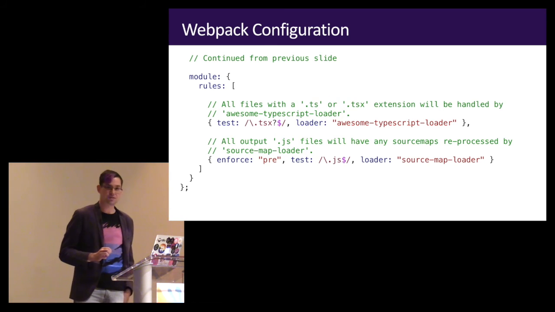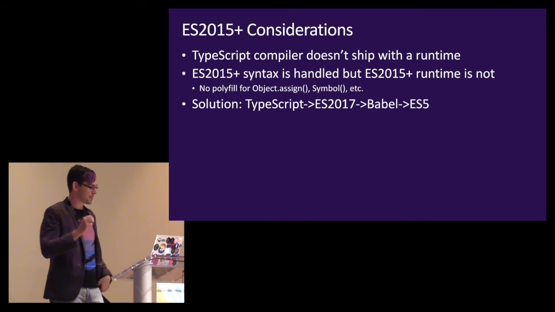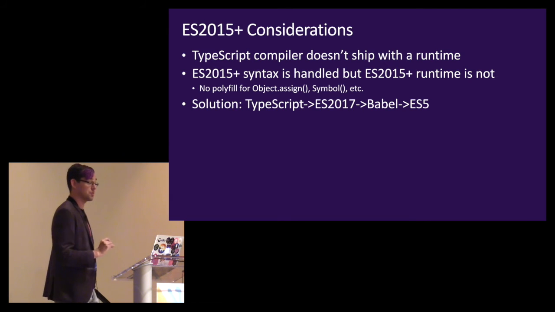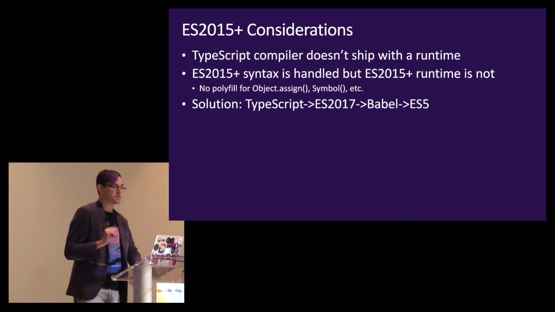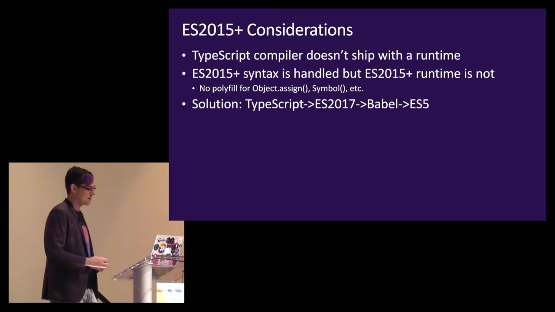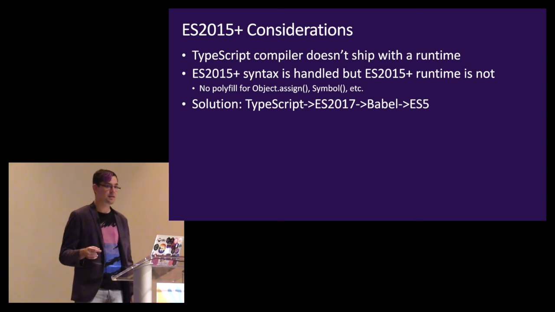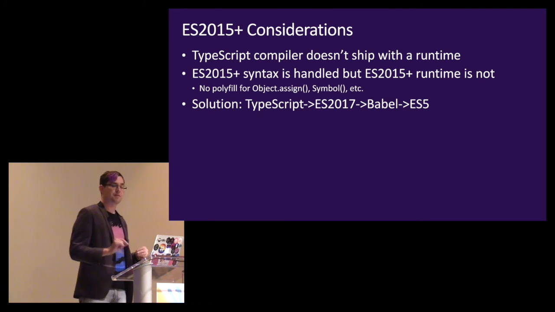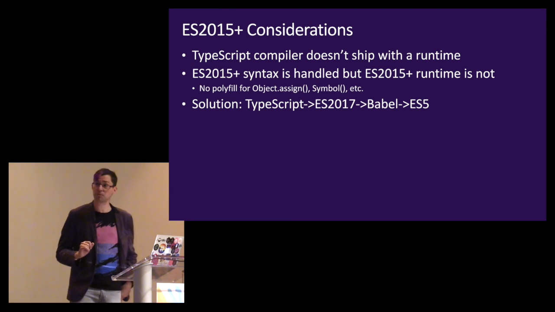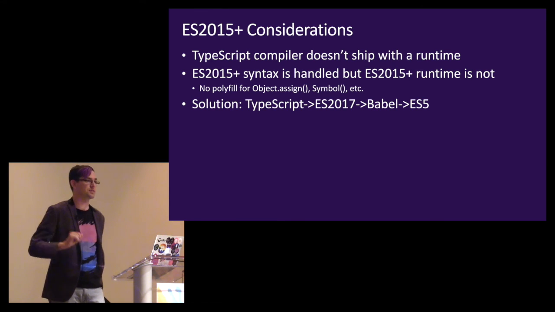So one last little consideration whenever you're doing this is that the TypeScript compiler is a little bit different than the Babel compiler, if you've used it. TypeScript does not ship with a runtime, whereas Babel does. If you've ever seen the Babel runtime, TypeScript does not have an equivalent. This is a design decision that the developers made. What this means is that the newer syntax for ES 2015 is handled by the compiler, as well as all the TypeScript stuff itself, but the newer runtime stuff is not. So in other words, TypeScript does not ship with a polyfill for things like Object.assign, Symbol, and things like that.